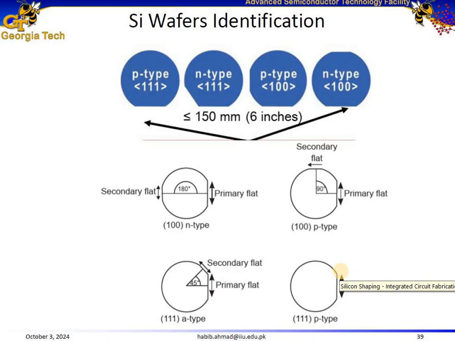So in conclusion, the primary and secondary flats on the silicon wafers are critical for identifying their crystal orientation and doping type. And this mechanism is important for manufacturers during semiconductor device fabrication, as different orientation and doping types affect the electrical properties and behavior of the wafers.